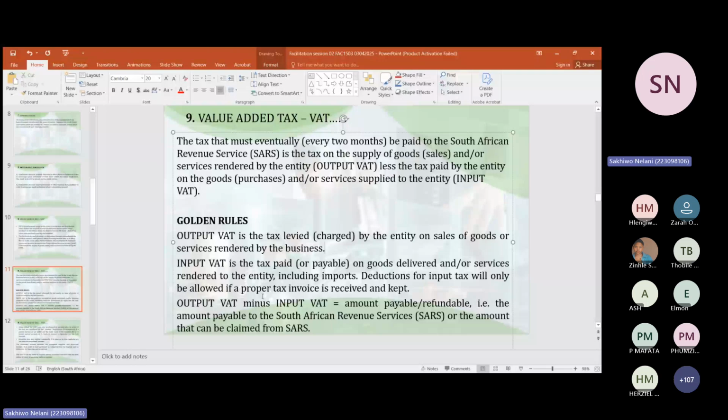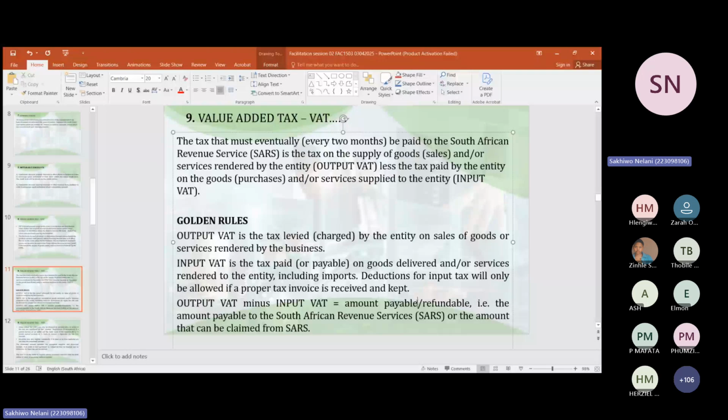But from an accounting perspective, if SARS is expected to refund you, the business, you recognize SARS as a trade receivable, as a debtor, because it's expected to pay you. So SARS becomes part of your assets. But if the business itself is expected to pay over to the South African Revenue Service, we are expected to raise SARS as a payable.